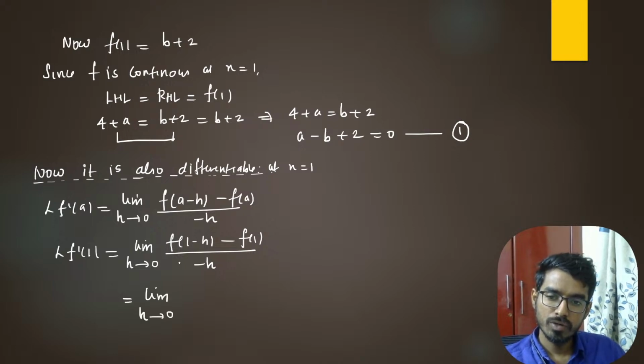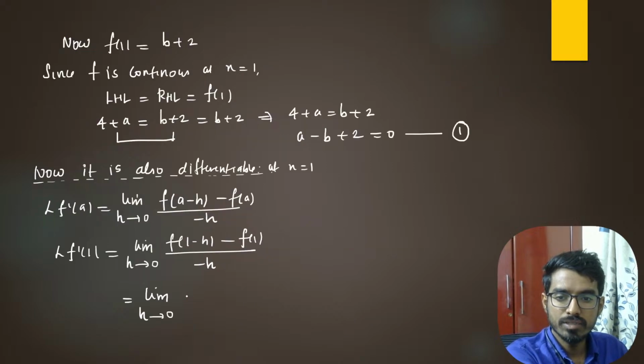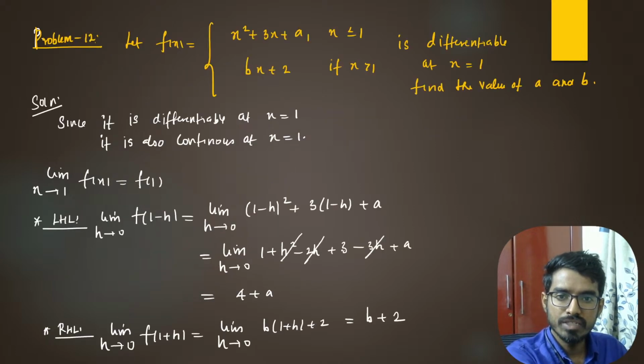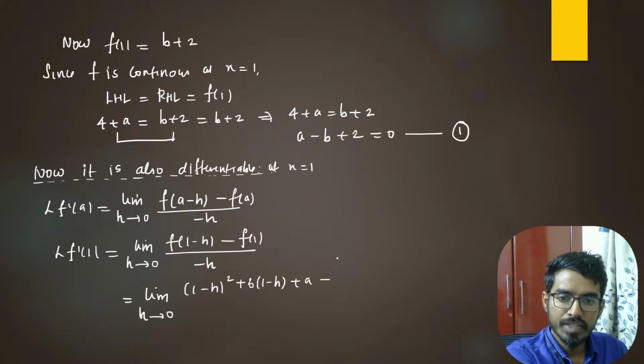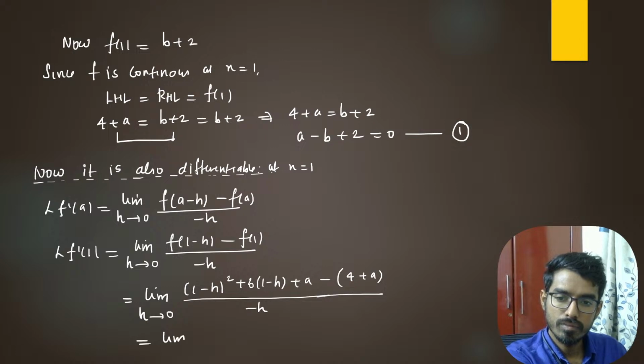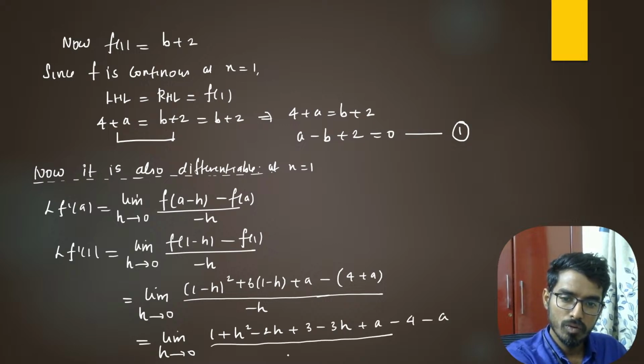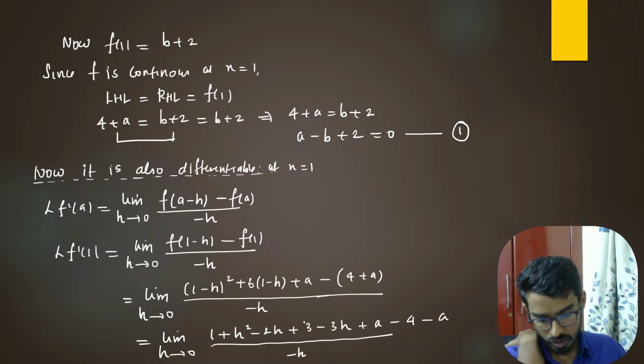So limit h tending to 0, f of 1 minus h. So 1 minus h is (1 minus h) whole square plus 3 into (1 minus h) plus a, minus f of 1. What is f of 1? It is 4 plus a, divided by minus h. So limit h tending to 0, 1 plus h square minus 2h plus 3 minus 3h plus a minus 4 minus a, whole divided by minus h. Right? So what you will have?